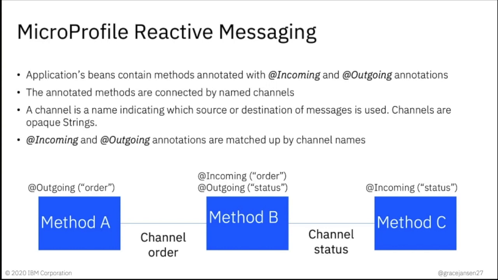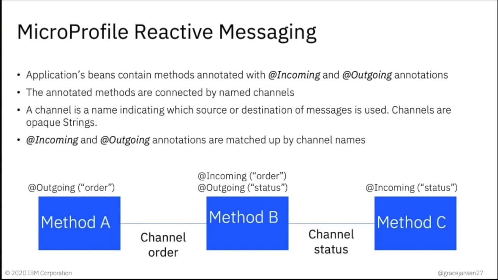At the bottom of our slide is a diagram that shows that method A is connected to method B by a channel called order. We can see here how method A's @Outgoing annotation has order within it, and it's connected to the @Incoming order on method B by that channel. So they're matched up by these channel names. When you use the MicroProfile Reactive Messaging annotations, @Incoming and @Outgoing, vendor implementations like OpenLiberty, as an example, create a reactive streams component for each method and join them up by matching these channel names. That's where the reactive streams component comes into play.